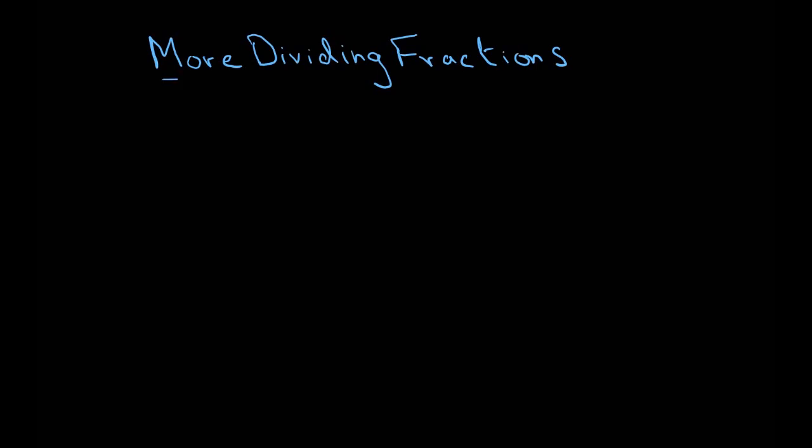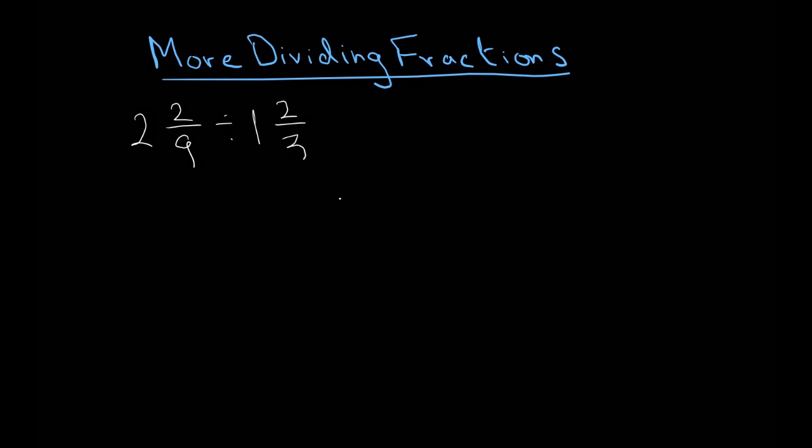So let's do a bit more with dividing fractions, and now we're going to use mixed numbers. So let's say we have a problem like 2 2/9 divided by 1 2/3. Okay, so we can convert it into improper fractions, and that's just 20/9 divided by 5/3.